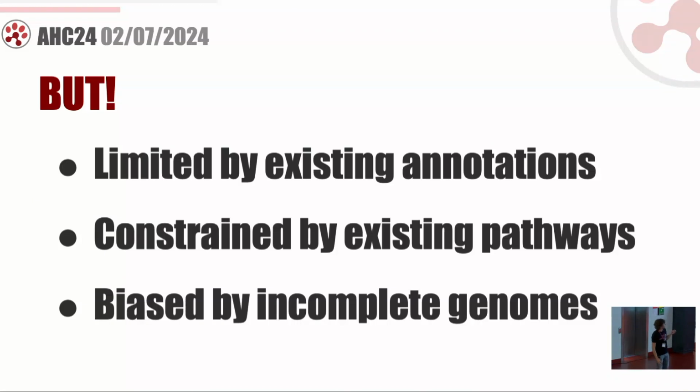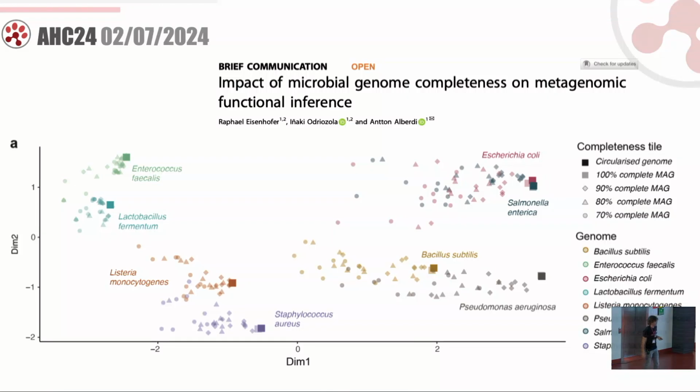And the last one is also the bias that we get from incomplete genomes, and this is something that we showed last year in a publication that we put out. Just to summarize what we saw, if you have a Pseudomonas aeruginosa that is reconstructed at 70% completeness, suddenly functionally it becomes a Bacillus subtilis. So basically, do not trust bacterial reconstructions that have rather low completeness values, or try to at least account for that in the statistics, or at least measure what biases this can introduce.